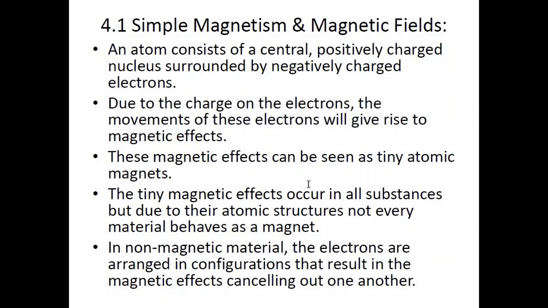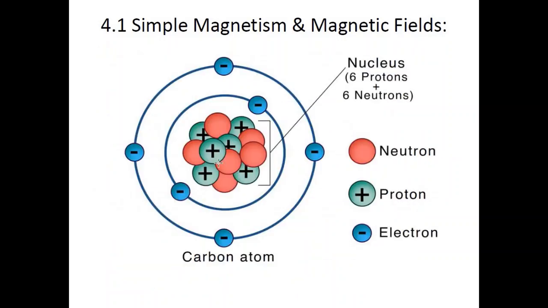Most of the materials around us are non-magnetic. In a non-magnetic material, the electrons are arranged in a configuration such that their magnetic effects cancel out one another. Like over here, the number of electrons and protons are balanced, so they would have zero net magnetic effect. The negative charge of the electron is cancelled out by the positive charge of the proton.